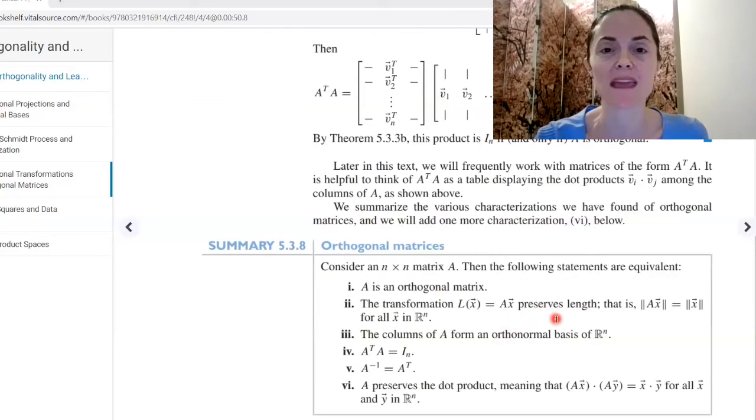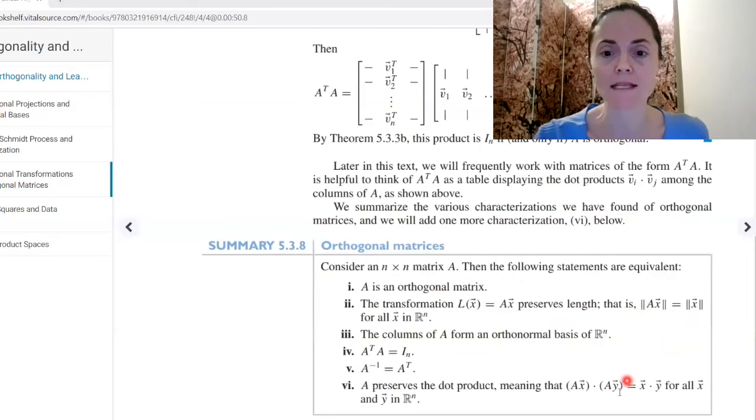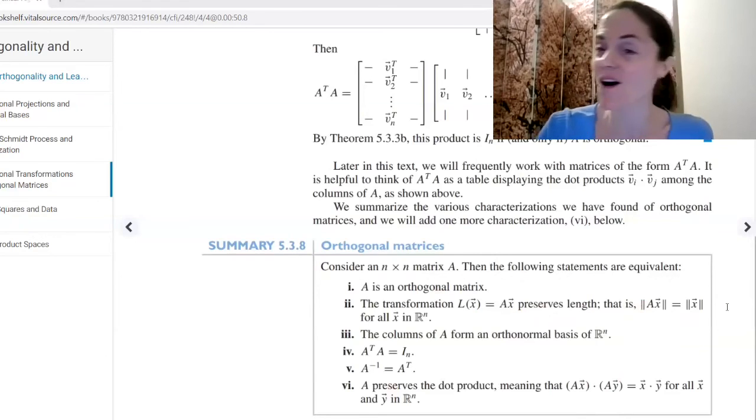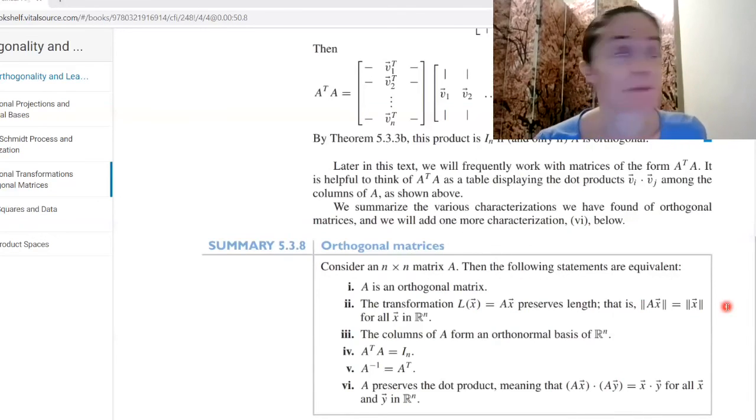And then there's this transformation that was multiplying by A, and the definition of orthogonal matrix is that this transformation, they call it L here, preserves length. So the length of A times x is the length of x for all x in R^n. And then the last one, this 6, we also proved that A preserves dot products. Okay, so I wanted to close on this. It's all equivalent to saying A is an orthogonal matrix, n by n orthogonal matrix.